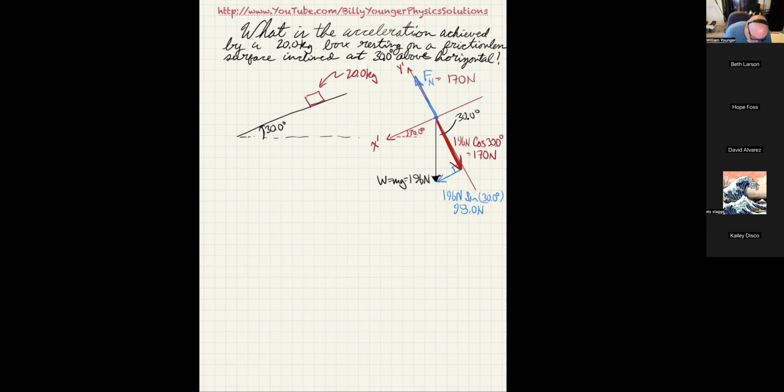Now, the summation of the forces in the x prime direction equals mass times acceleration in the x prime direction gives us 98.0 newtons being the only force pointing down. That's got to equal 20.0 kilograms times a. So a is equal to 98.0 newtons divided by 20.0 kilograms. Oops, I don't know why I wrote a 3 there. That was pretty weird.